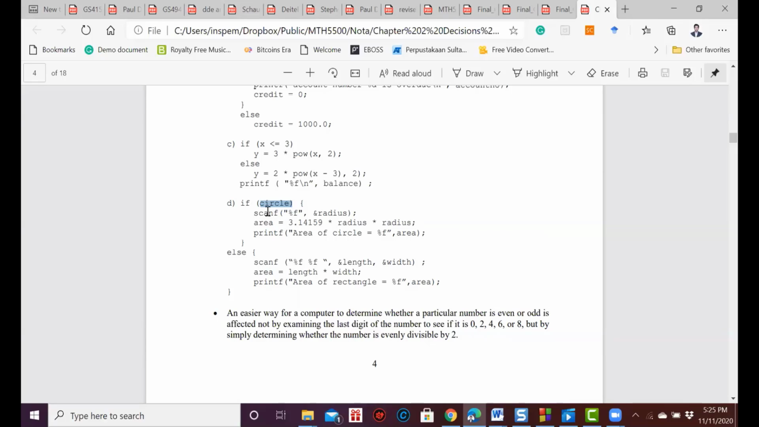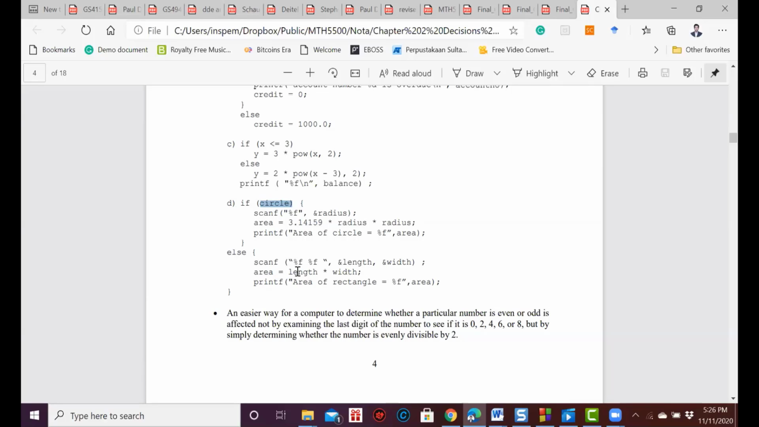Okay, so if circle's value is 0, then we go to else. If circle's value is 1, then we scanf the radius and calculate the area and then printf the area of the circle. This is the formula of area, sorry, the value of area that we calculated before. So if the circle is 0, then we go to else. What happens is we calculate the area of the rectangle.